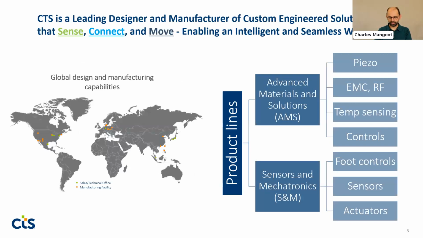All right. So starting with a few words about CTS, we are a designer and manufacturer of engineered solutions. And if you look at our product lines, we have two main product lines. The one we call AMS, Advanced Materials and Solutions, and Sensors and Mechatronics. Sensors and Mechatronics focuses mostly on automotive applications, with foot control sensors and actuators for automotive, whereas AMS is more component manufacturer. We also have controls, we have temperature sensing products, we have EMC, RF, and we have piezo. So today we are talking about piezo. And as you can see on the map, we are present across the globe as CTS, and actually also with the piezo capabilities, because we do have 6 locations for piezo across the globe. So we are here for you.